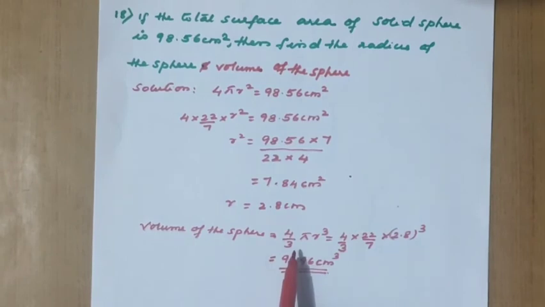So volume of the sphere, what is the formula? 4 by 3 pi r cube. 4 by 3 into 22 by 7 into 2.8 whole cube. So the final answer is 91.96 centimeter cube. So always write the unit also in such questions.